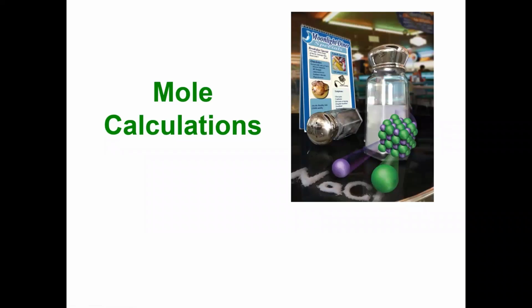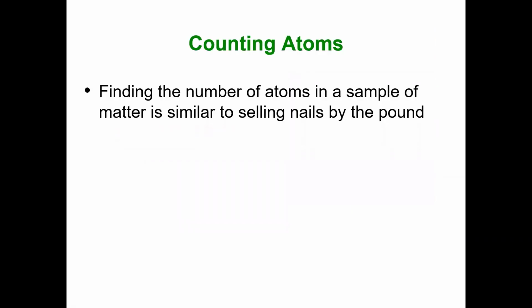Hello, chemistry students. This video is going to cover the concept of mole calculations and the different types of mole calculations. So the first thing is, it's impossible to count atoms. They're far too small. It would take us forever to count individually how many water molecules there are in just a glass of water. So there's a better way of counting the atoms as opposed to just physically doing it, which is impossible.